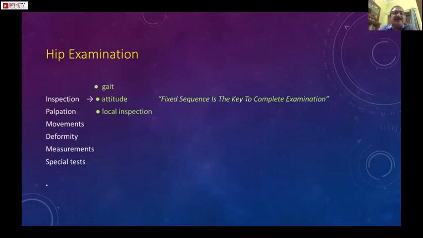Well, the sequence is, as you must be seeing on your screens: inspection, palpation, movements, deformity, measurements and special tests. I'll proceed according to this plan only.